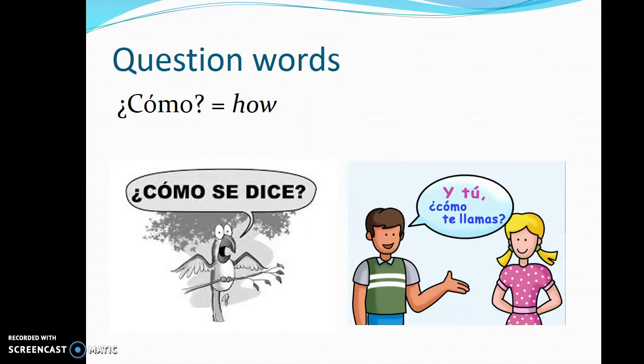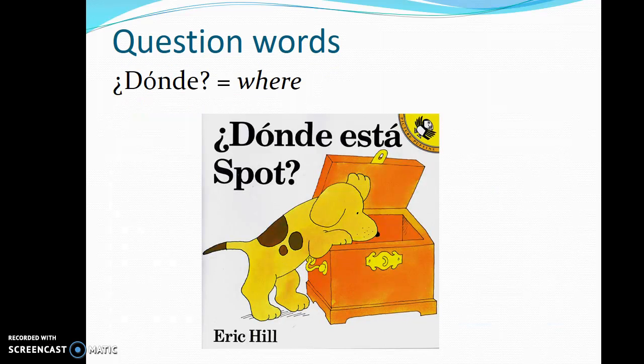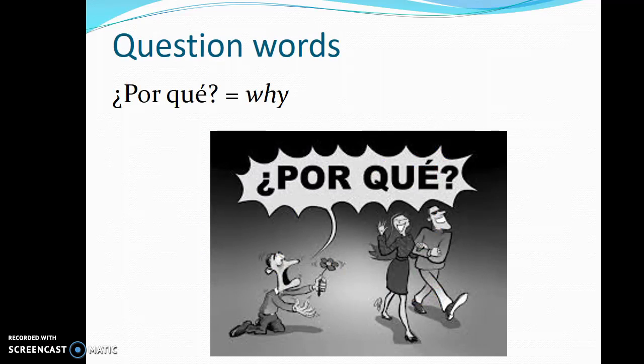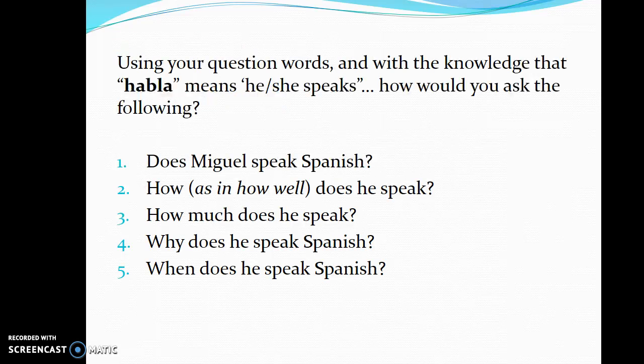¿Cómo? Which we know in phrases like ¿cómo te llamas? Or ¿cómo se dice? How do you say? ¿Dónde? Okay, so when we're asking location, ¿dónde? We also have de dónde. So from where when you're asking about somebody's origin. ¿Por qué? And there are a few more. You can go through the specifics on those in my notes and in your book.